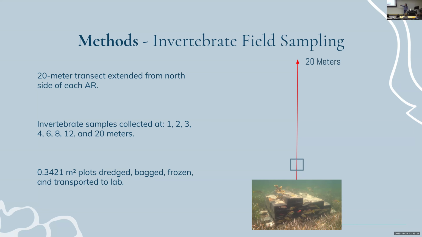And they took samples at 1, 2, 3, 4, 6, 8, 12, and 20 meters in these 0.34 meter square plots. And they were dredged basically using a vacuum-like tool where it just sucked all of the detritus and mass and whatever was on the surface of the seafloor in these little plots. And then they were bagged and frozen and brought back to the lab.